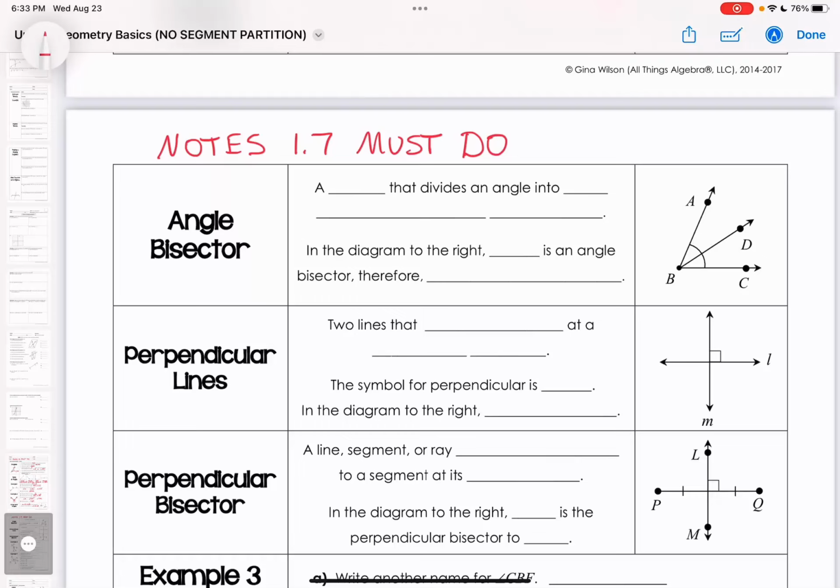So an angle bisector, we talked yesterday about angles. Or not yesterday, but whatever. I just recorded it a few minutes ago. Whenever you watched it, we talked about different angles.